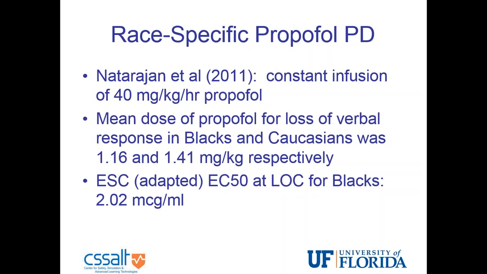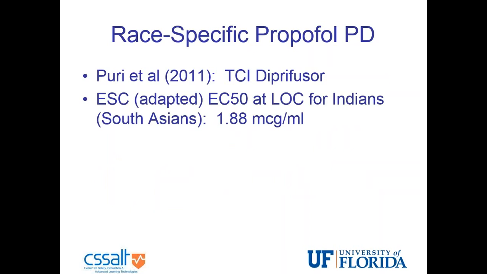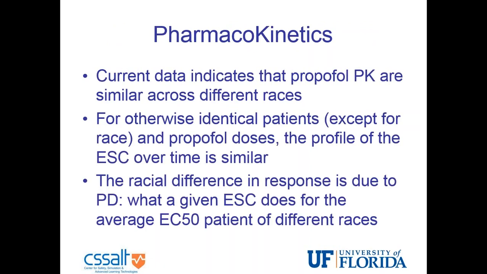And so based on that, we ran some modeling simulations, and we were able to put the effect site concentration EC50 at 2.02 micrograms per milliliter compared to 2.8 for Caucasians, as we had earlier seen with Milne's data. And then the data from India came from Puri. Again, we adapted his data because his data was obtained with a pump that only showed plasma concentration, not effect site concentration values. So using simulation, we re-ran the study of Puri on a model that we developed, and based on that, we came up with a value of 1.88 micrograms per milliliter for Asians, for Indians, sorry.